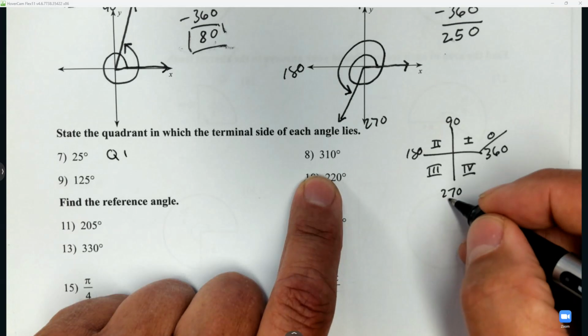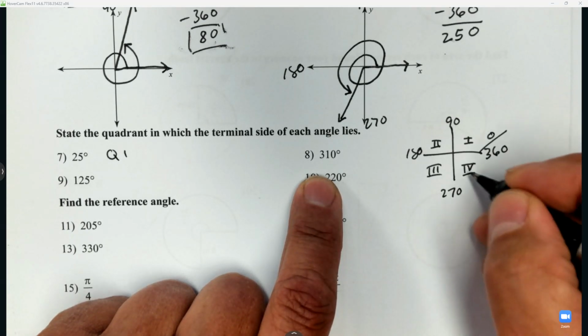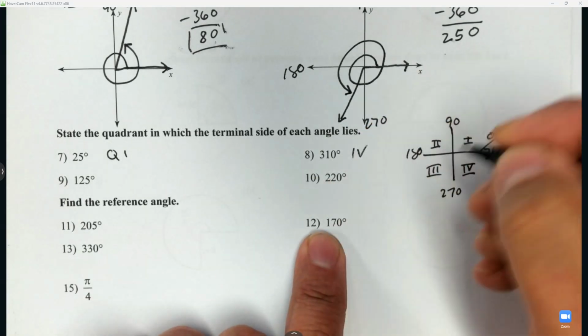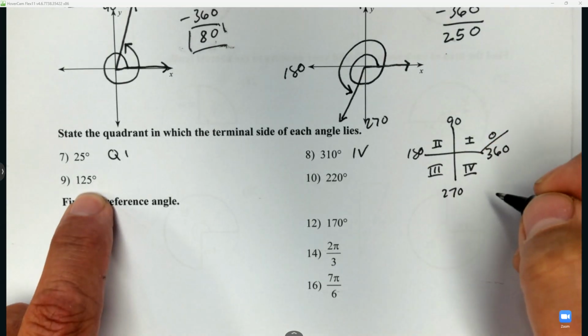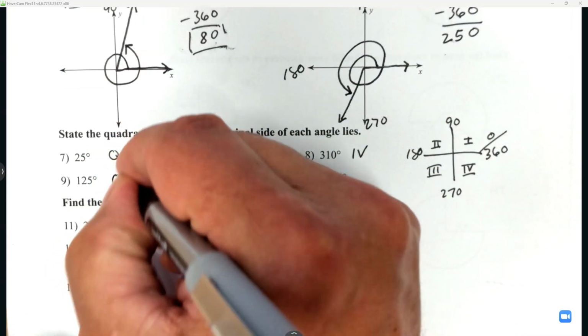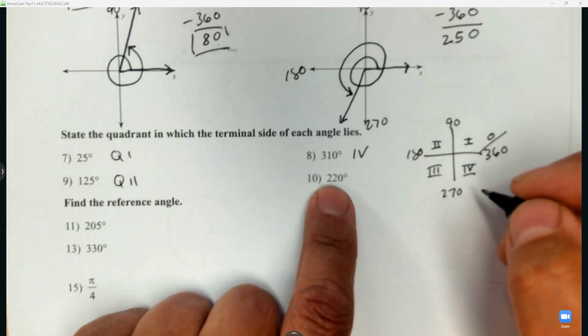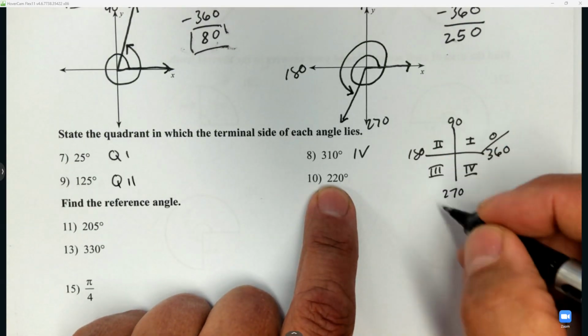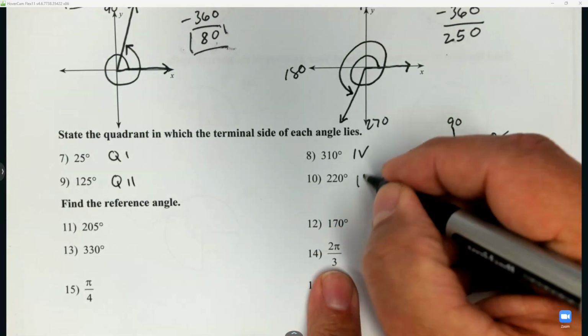310 is between 270 and 360. That's quadrant 4. 125 is between 90 and 180. That's quadrant 2. 220 is in between 180 and 270. So that's quadrant 3.